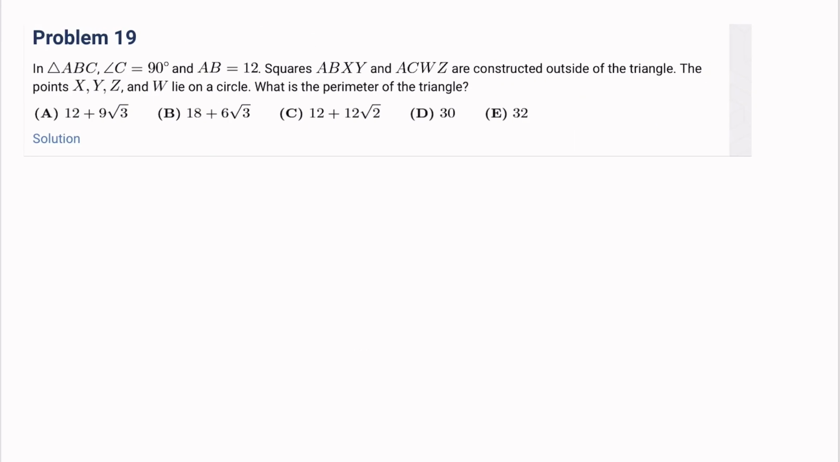Number 19. In triangle ABC, C is 90 degrees and AB equals 12. Squares ABXY and ACWZ are constructed outside of the triangle. The points X, Y, Z, and W lie on a circle. What is the perimeter of the triangle?